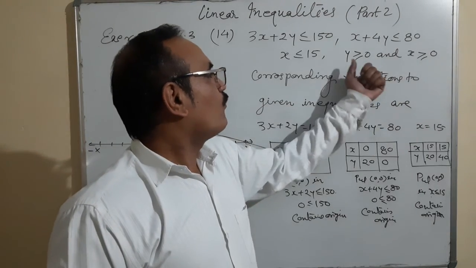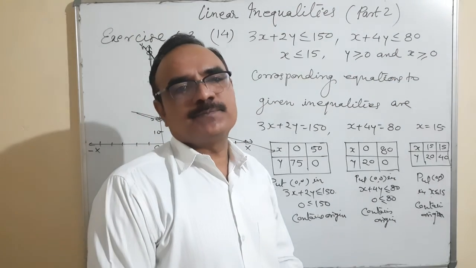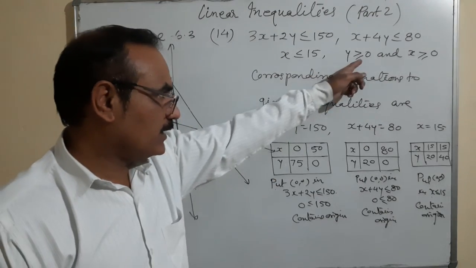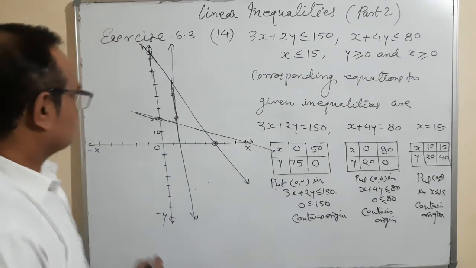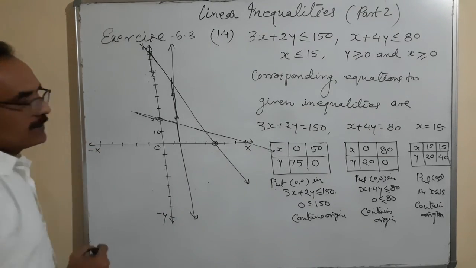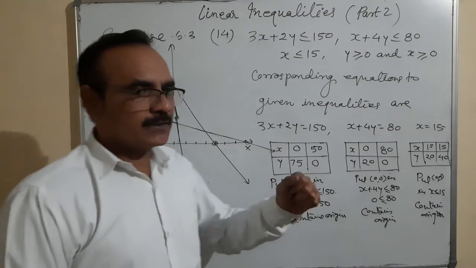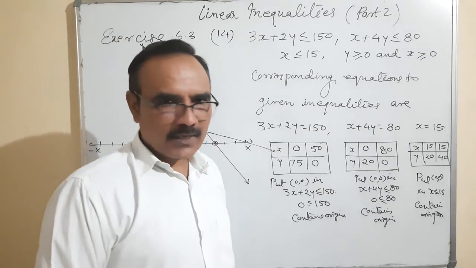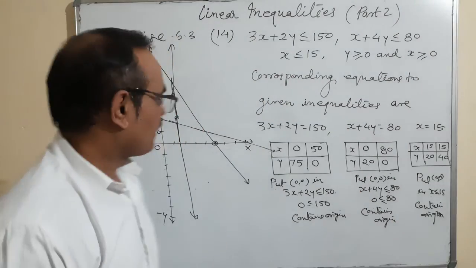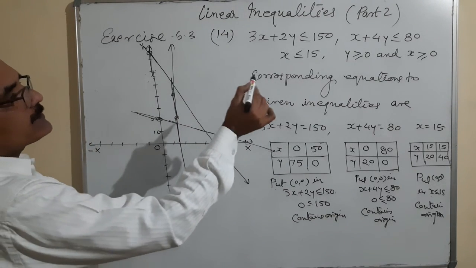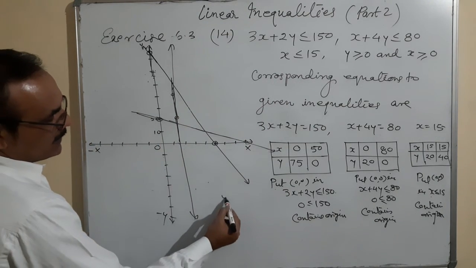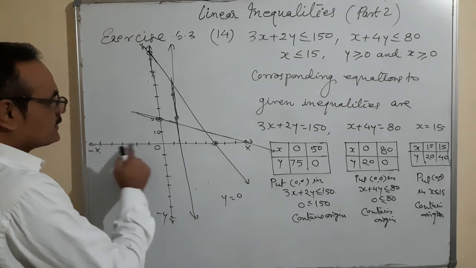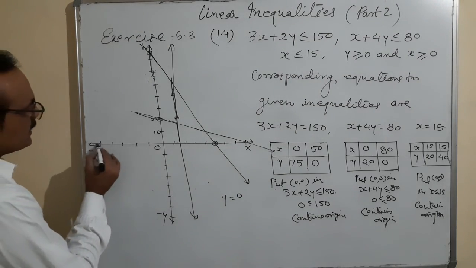Next is y is greater than or equal to 0. What does it mean? Y is equal to 0 means it is the x-axis. Now let us check whether the upper portion of this x-axis is shaded or the lower portion is shaded. If y is equal to 0, that means the line is the x-axis, so it is confirmed that this is the line.